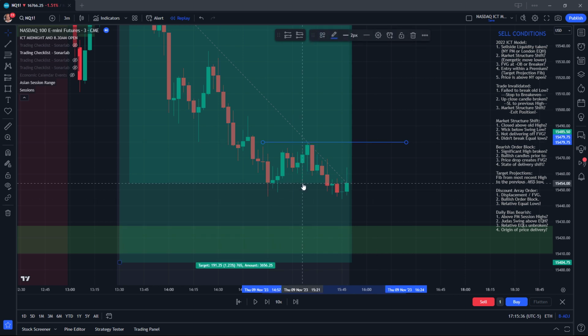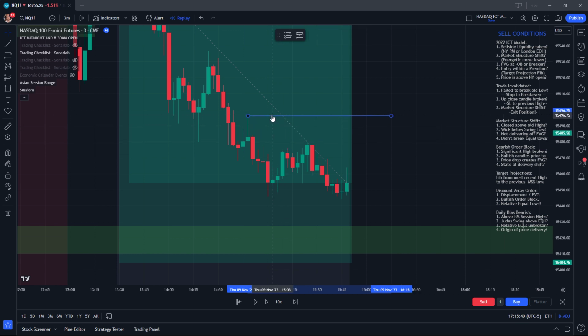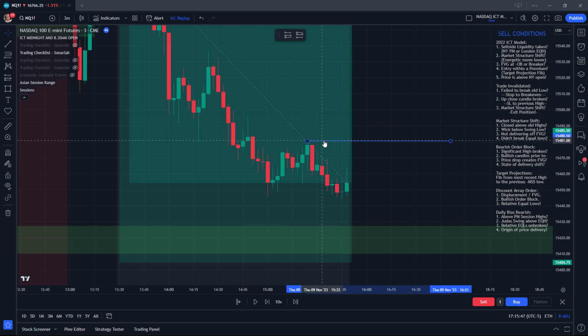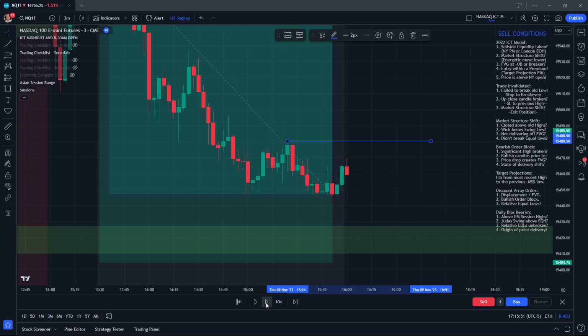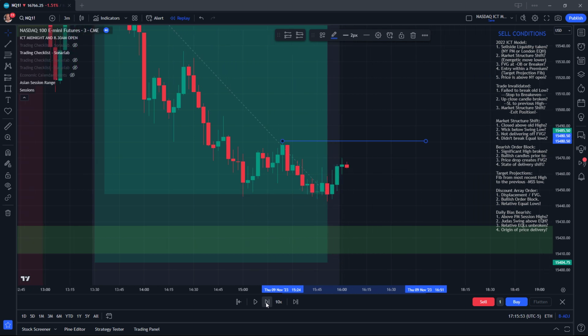since we failed to break a swing low, had an up close candle violated, we put the stop loss at the high, and then each time a new swing low is made, we start trailing the stop loss down to the previous high, and we'll just do it that way until we get stopped out.